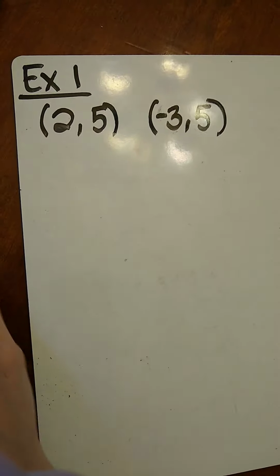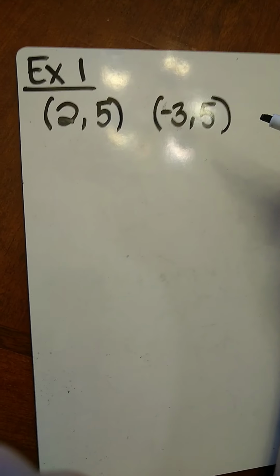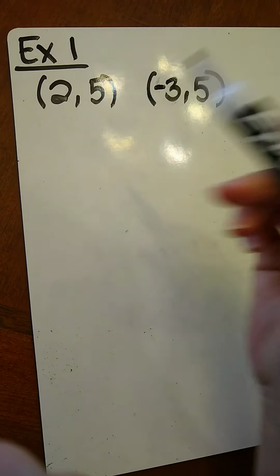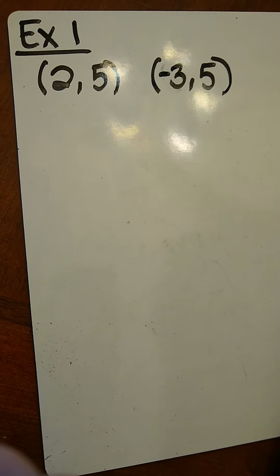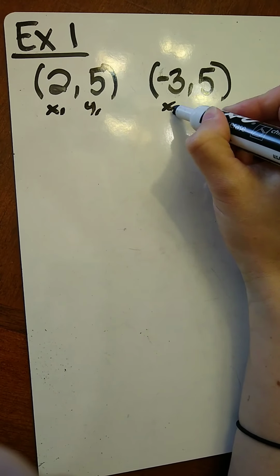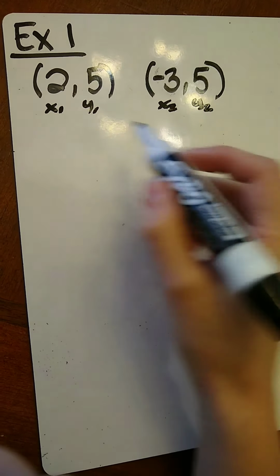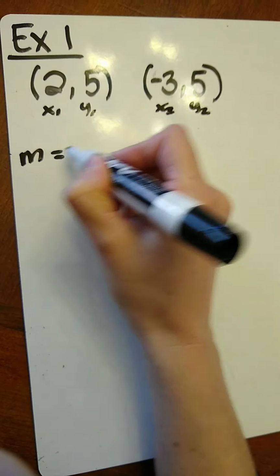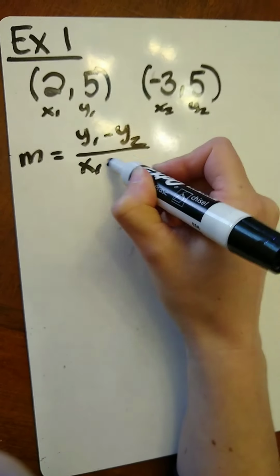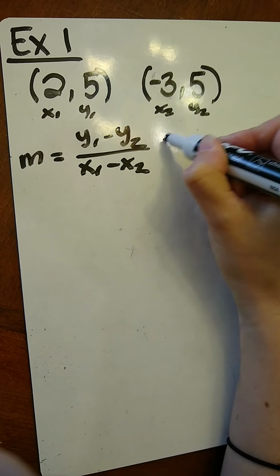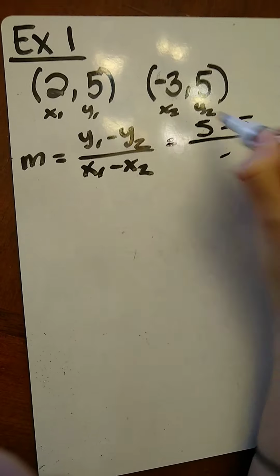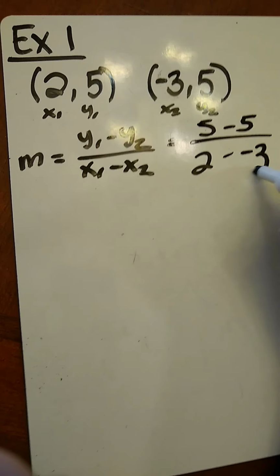So I want to write an equation in slope-intercept form of the line that passes through (2, 5) and (-3, 5). Because I have 2 points, first thing I need to do is find the slope. So this is x1, this is y1, this is x2, this is y2. So I plug it into my slope formula, m equals y1 minus y2 over x1 minus x2. And that would be 5 minus 5 on top over 2 minus negative 3 on the bottom.